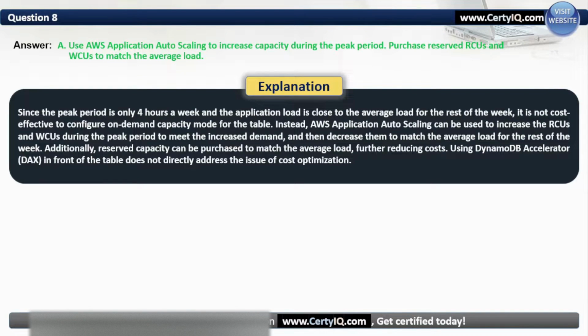Since the peak period is only 4 hours a week and the application load is close to the average load for the rest of the week, it is not cost effective to configure on-demand capacity mode for the table. Instead, AWS Application Auto Scaling can be used to increase the RCUs and WCUs during the peak period to meet the increased demand, and then decrease them to match the average load for the rest of the week. Additionally, reserved capacity can be purchased to match the average load, further reducing costs. Using DynamoDB Accelerator in front of the table does not directly address the issue of cost optimization.